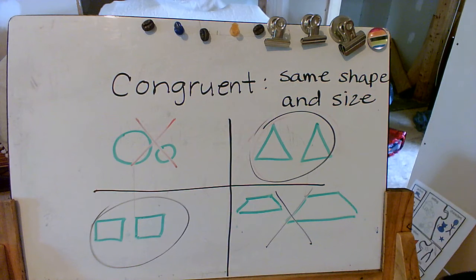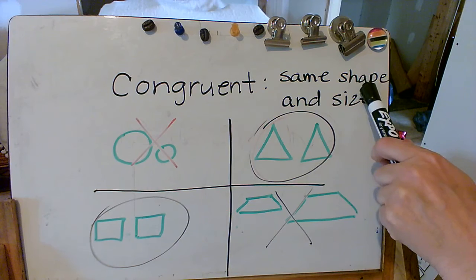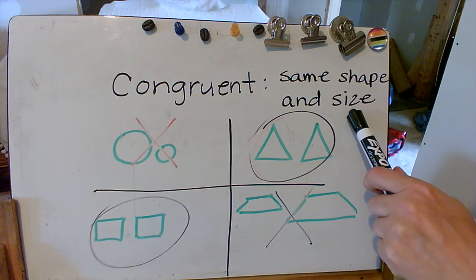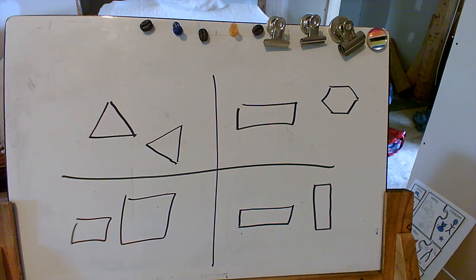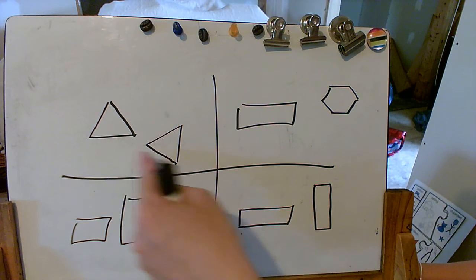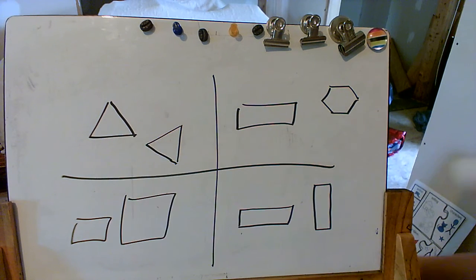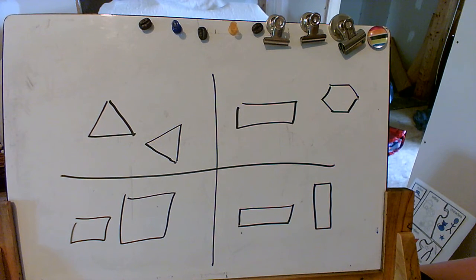So when you're looking at two shapes, they're only congruent if they're the same shape and the same size. That is what the word congruent means. Okay, let's check out these shapes and see if they are congruent. So let's look at these two shapes. Both three-sided. So they're both triangles. Are they congruent though? They have to be the same size and the same shape.